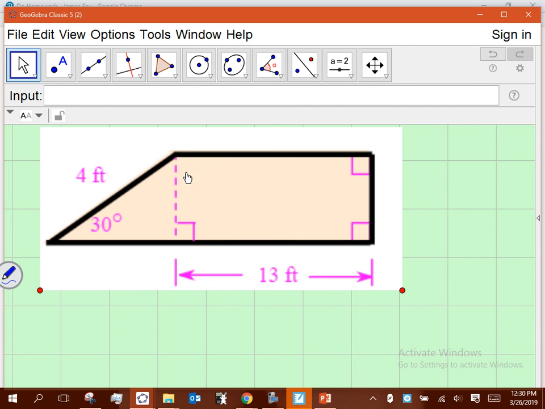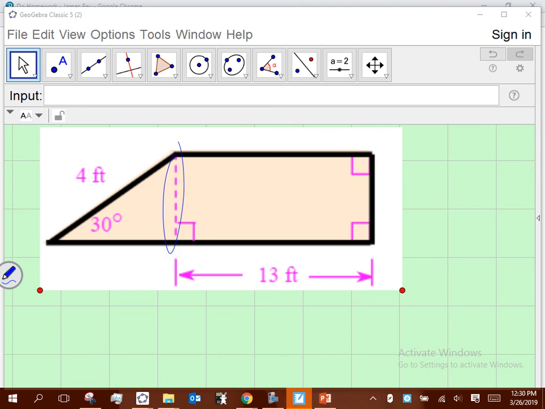But with trapezoids, without a formula, we always want to draw an altitude right there at that vertex so that you construct a triangle and a rectangle. Is that all right? And when I do that, what kind of triangle do I have over here? A right triangle, and it's a 30, 60, 90.